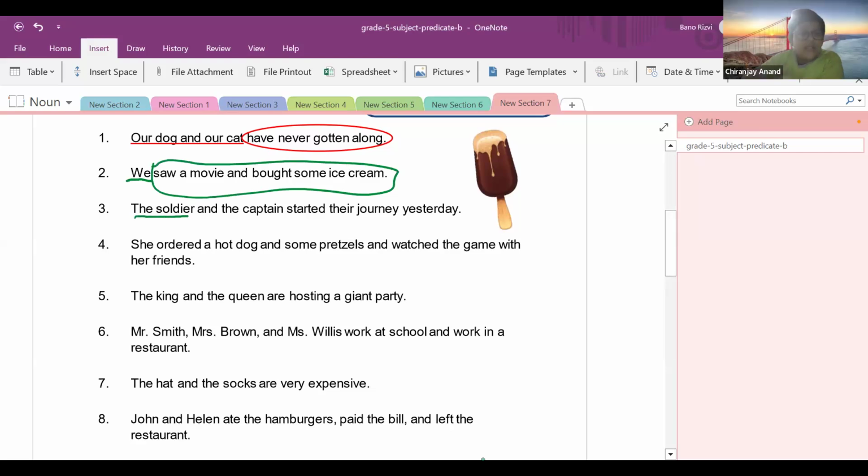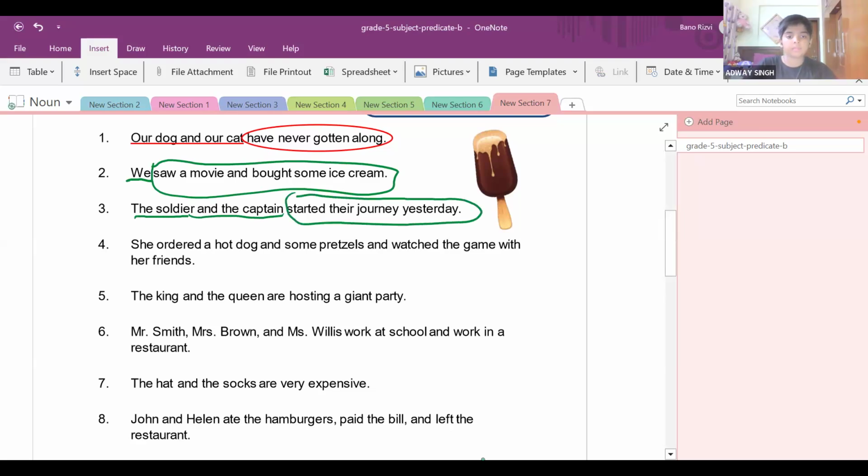The soldiers and the captain started their journey yesterday. She ordered tea. She ordered.